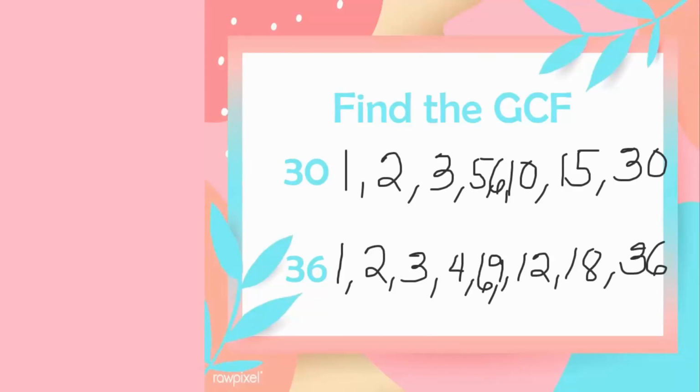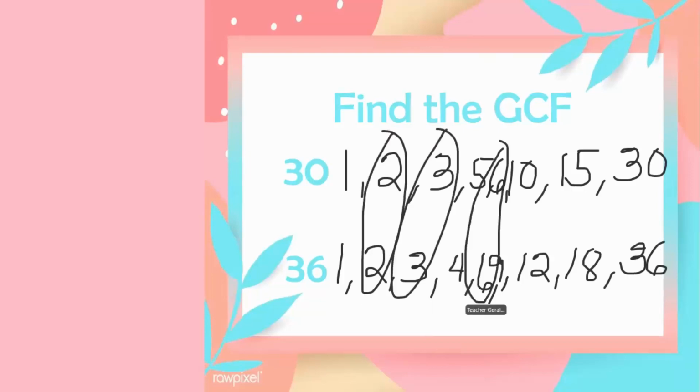Okay, so let's get all the common factors first. Okay, you have 2, 3, 6. Meron pa ba? Wala na. Okay, now, let's get the greatest. The greatest common factor. Ito yun, 6. So, the greatest common factor of 30 and 36 is also 6. Okay? So, ganyan ang pagkuha ng greatest common factor ng 30 at 36. Okay? Next.